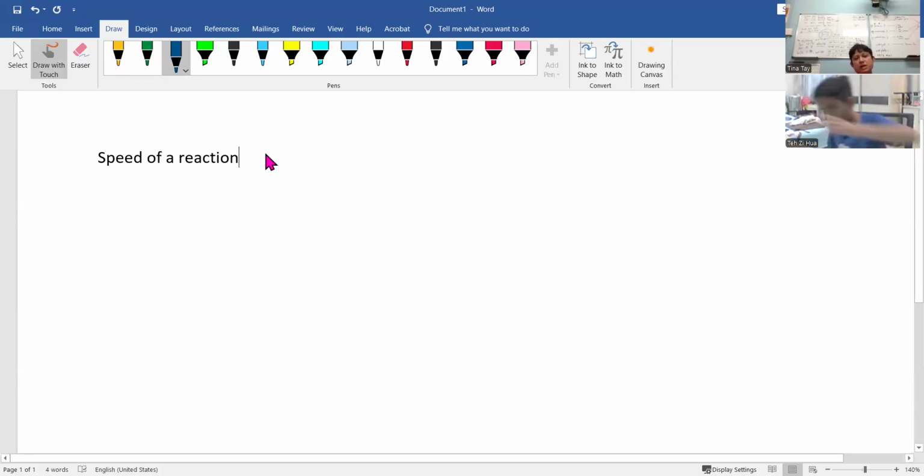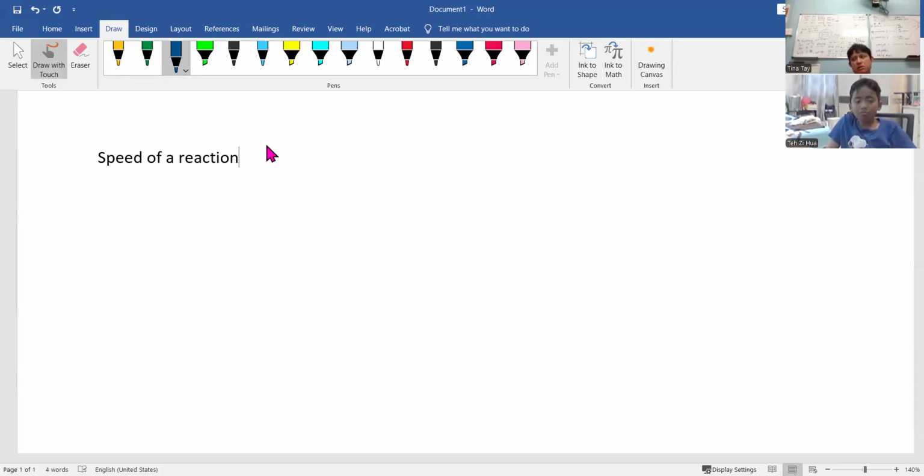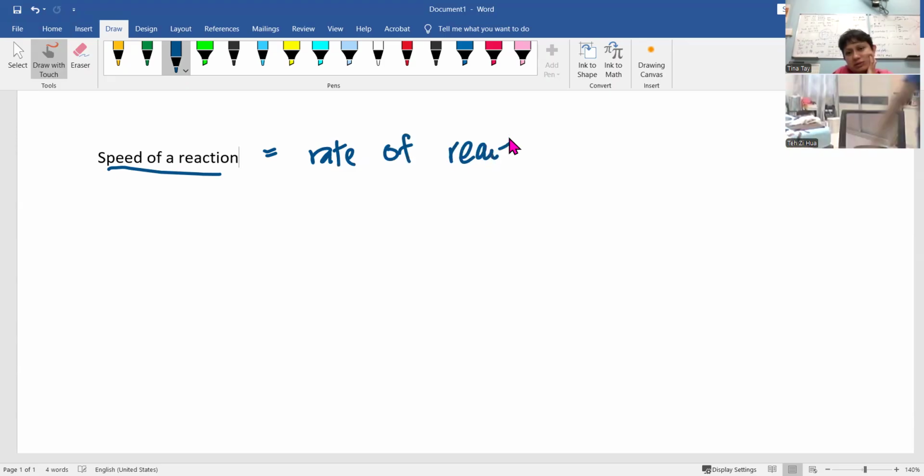So speed of reaction. Speed is distance over time. But what about the speed of a reaction? It will be like this: rate of reaction. Speed of a reaction is similar to rate of reaction, the amount of time needed to finish the reaction. Yes, correct. So what we measure is like this.